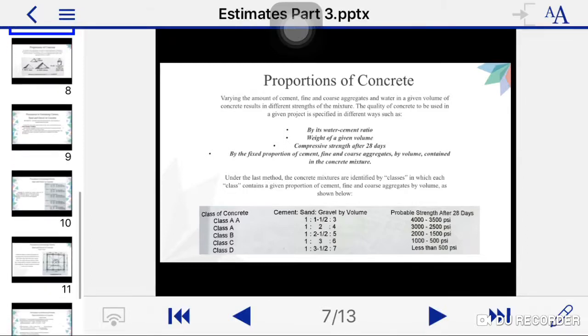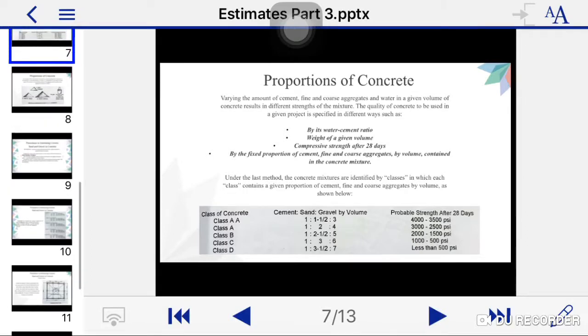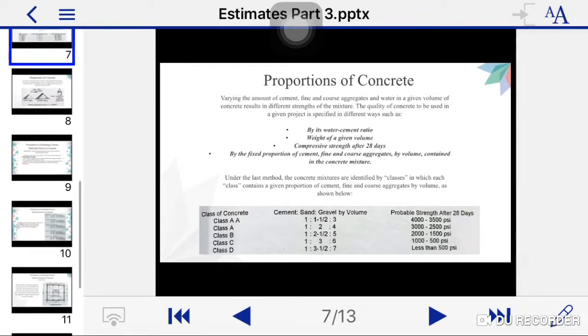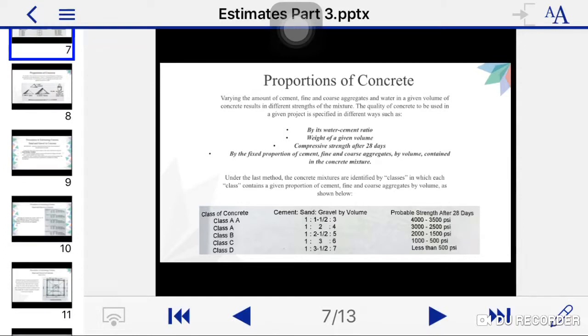So under the last method, the concrete mixtures are identified by classes in which each class contains a given proportion of cement, fine and coarse aggregate by volumes as shown below. So under the proportions of concrete, we have 1, 2, 3, 4, 5. We have 5 classes of concrete. Actually, we also have another class of concrete which is not included here.